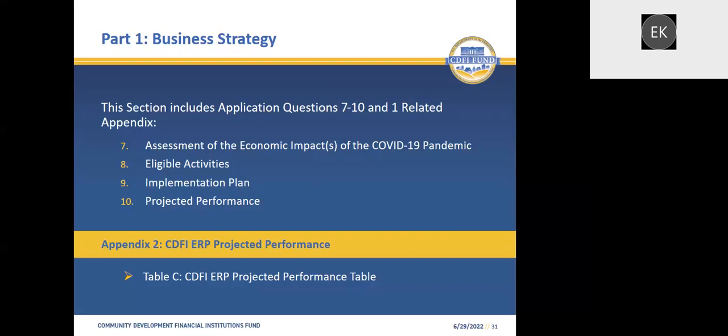Now we will get into the parts of the application. Part 1 is business strategy. This section includes application questions 7 through 10 and one related appendix. Question 7 is on the assessment of the economic impacts of the COVID-19 pandemic. Question 8 is about eligible activities. Question 9 is on your implementation plan. And question 10 is on your projected performance. Appendix 2 is on CDFI ERP projected performance. Table C is about CDFI ERP projected performance table.